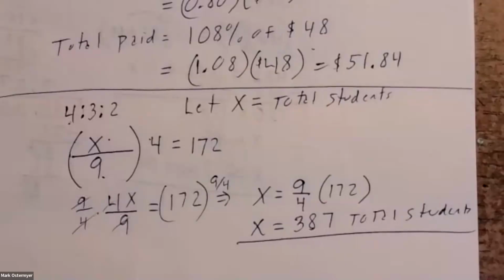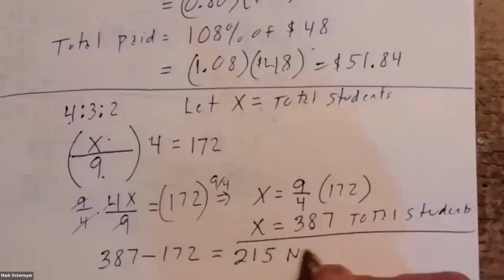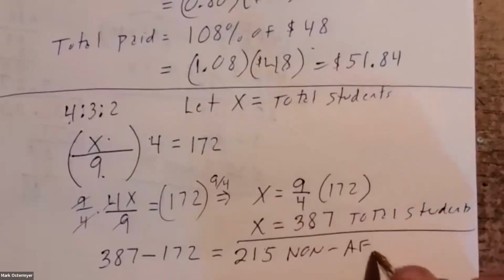Now we have to subtract. They want us to find how many non-African students there are. There's a total of 387, so we subtract 172. 387 minus 172, correct? It will be 215. The non-African students are 215.